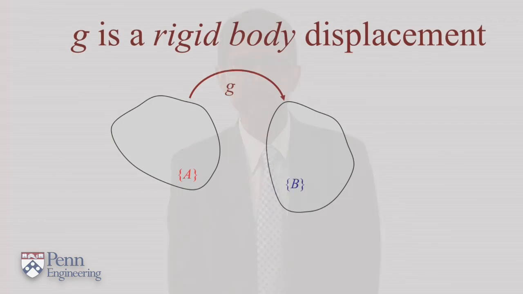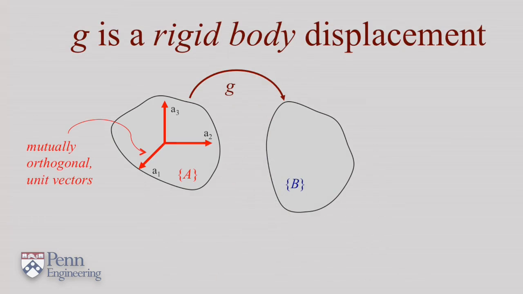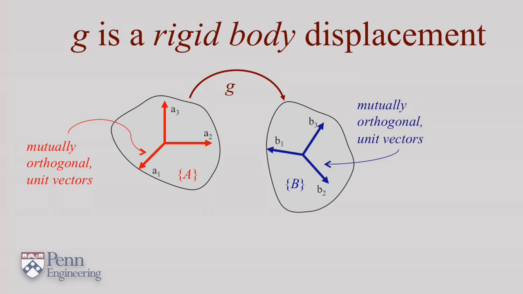Now that I've given you an abstract description of what a rigid body displacement is, let's explore how we can actually do calculations to describe rigid body displacements and then manipulate these displacements. We're starting with the assumption that we have mutually orthogonal unit vectors attached to every rigid body. If it's a transformation, we're referring to two different rigid bodies. If it's a displacement, it is two distinct positions and orientations of the same rigid body.